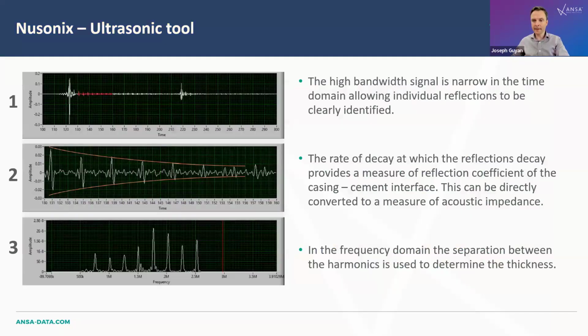There you go. In the first part of the image, we can see the full waveform, where individual reflections are clearly identified thanks to the high bandwidth. Right below it, in figure number 2, which is actually one of the most important for us today in this webinar, we can see the envelope of the decay rate of these reflections happening at the casing-cement interface, which enables us to calculate an acoustic impedance.